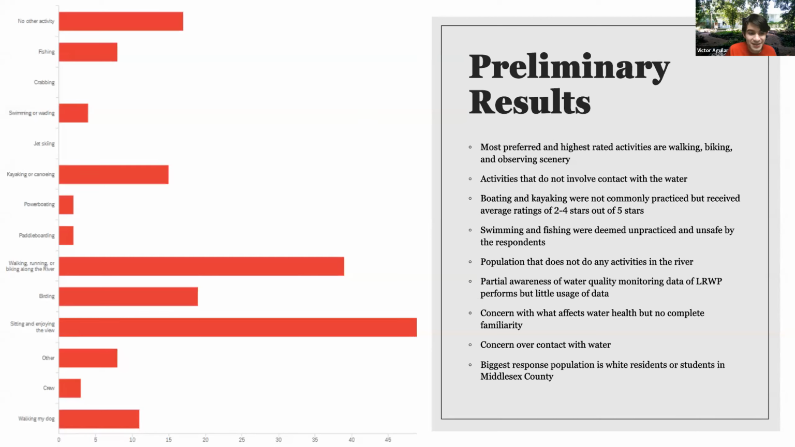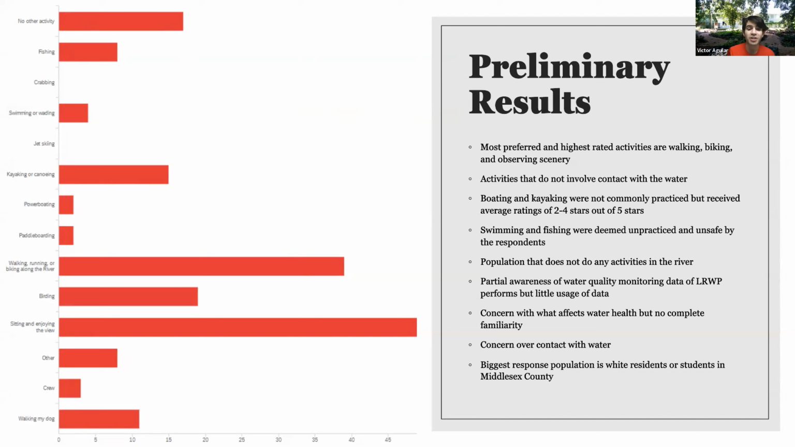Okay, we'll be going to the next slide. So here I have some preliminary results from the survey. Hopefully this bar graph is visible enough. Based on these results, this bar graph depicts a question where people were asked to mention what activities they do in the river, but not counting their most performed activity.